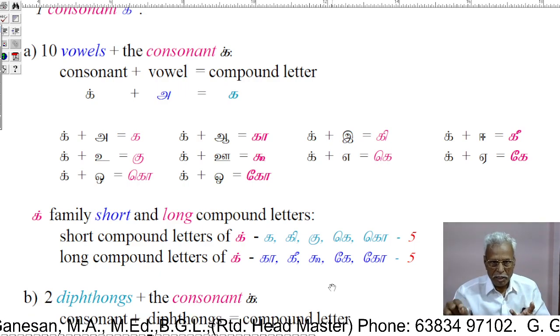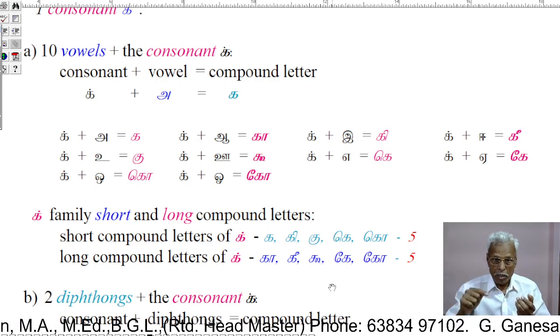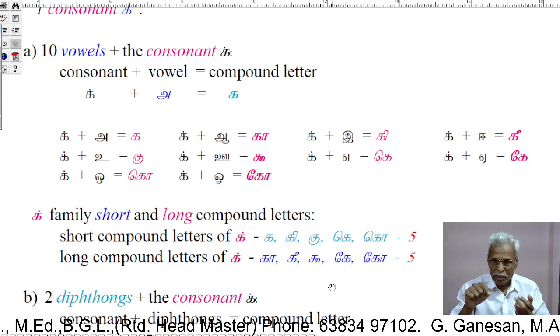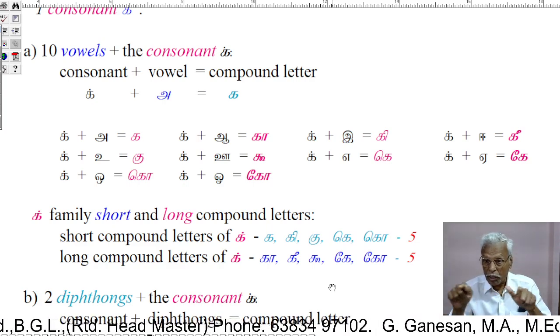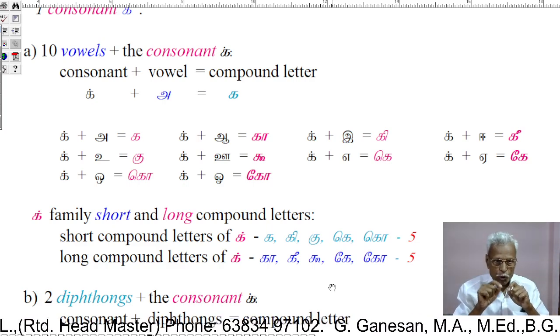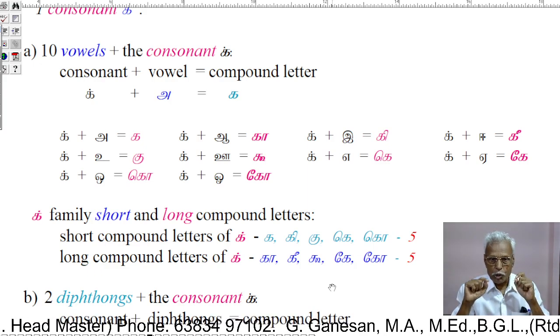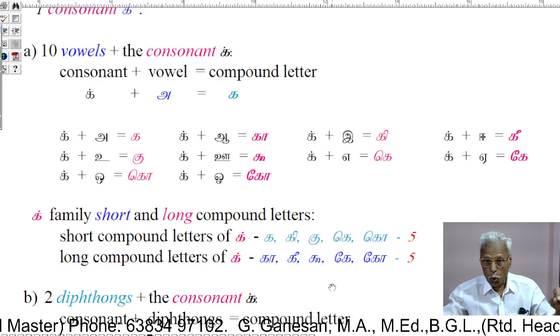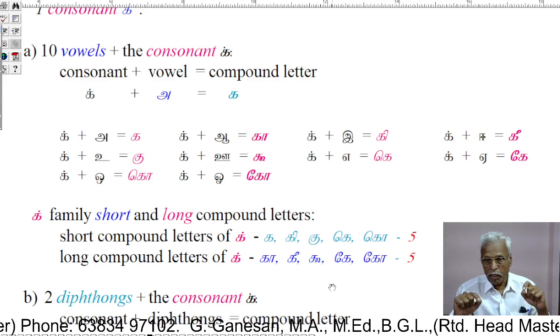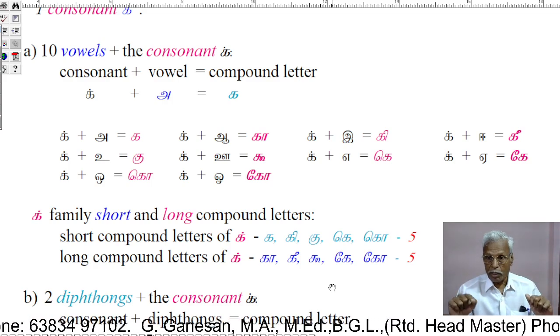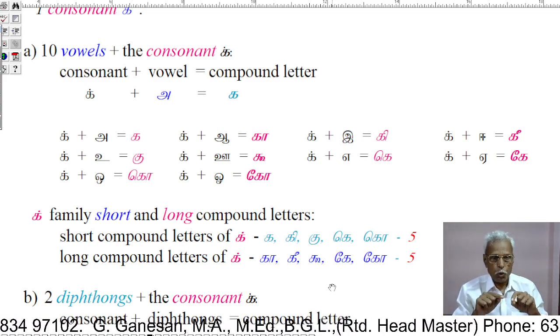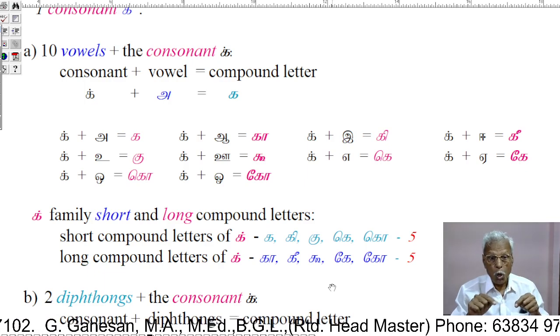Ik plus a, ka. Ik plus e, ki. Ik plus u, ku. Ik plus a, k. Ik plus o, ko.